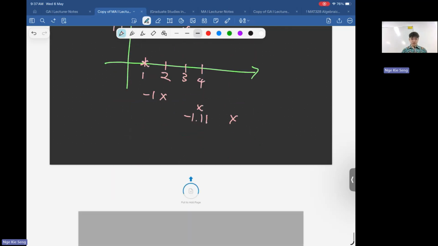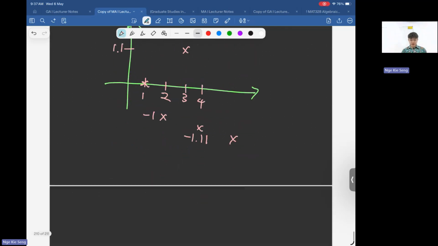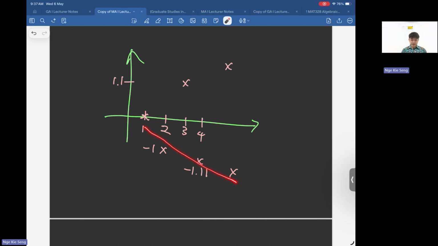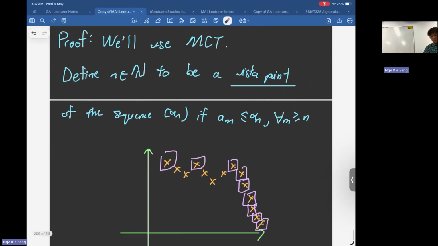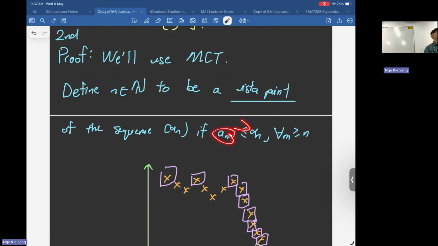So actually, what do we do here? If there's no vista points, meaning there's something that keeps going up. There's something that breaks the vista point rules. So how to break the vista point rules? Some a_m should be greater than that a_n there. So there's something that's increasing.